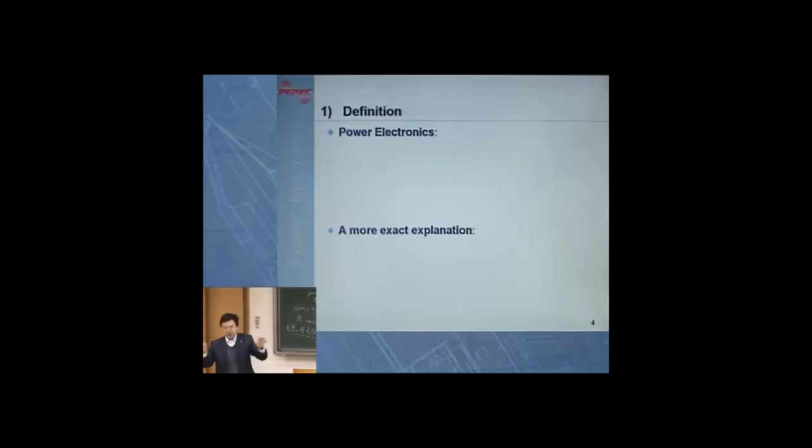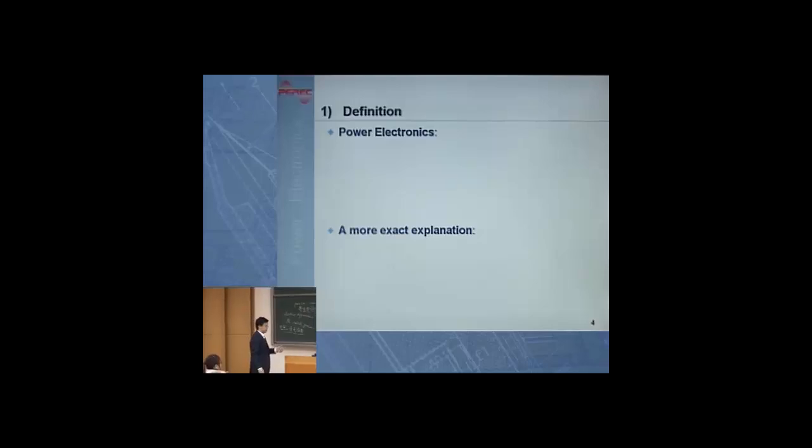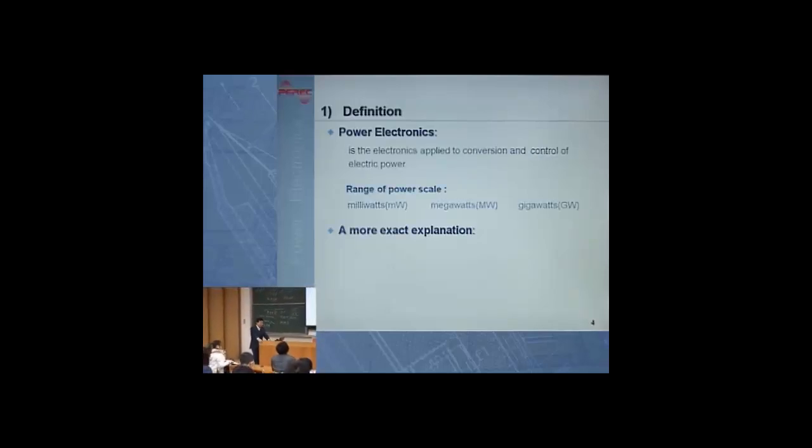So we basically covered almost everything. Now that we have all this knowledge and basic understanding of power semiconductor devices, power converters, control techniques, and even some applications, we can probably have a better understanding of what we mentioned in the first class. This is going to be very interesting.